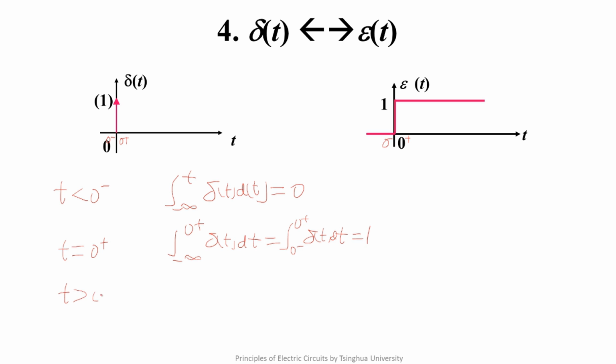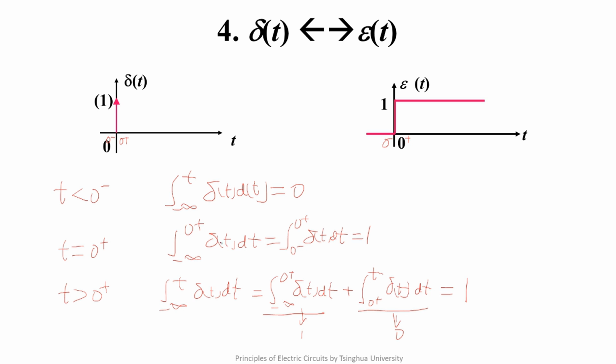Thirdly, t is greater than 0 plus. The integral of delta(t) from negative infinity to t equals the integral of delta(t) from negative infinity to 0 plus, plus the integral of delta(t) from 0 plus to t. This part is 1. When t is greater than 0 plus, delta(t) always equals 0, so this part is 0, so it equals 1.